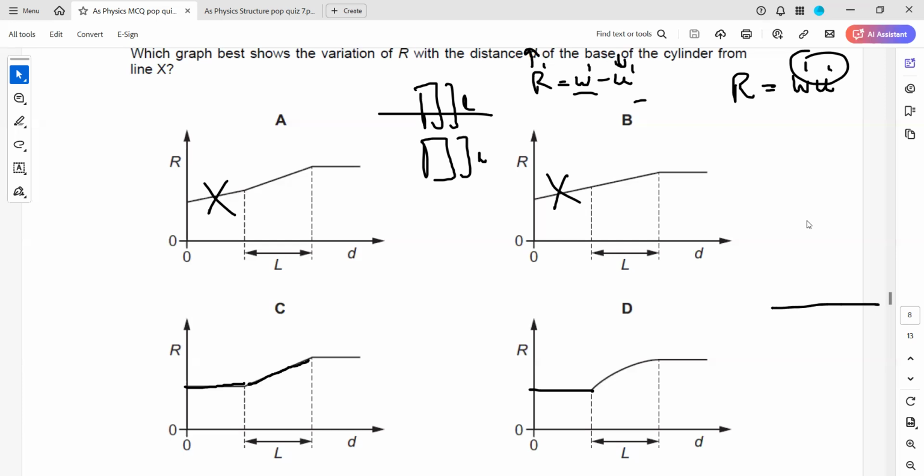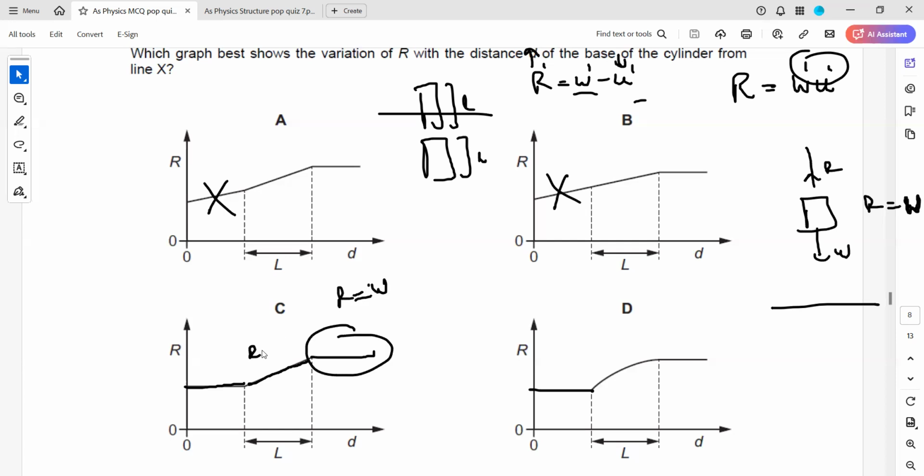And then once all of this object is in the air, R is acting up and the weight is acting down, so R is equal to W. So the force on the Newton meter or spring balance is equal to the weight. Again, it will become horizontal; it won't change. At this point, R is equal to W minus U, but U is decreasing, so R is increasing. And at this point, R is also W minus U, but neither of them is changing, so R does not change. Here, weight does not change, so R does not change. Is this graph clear?